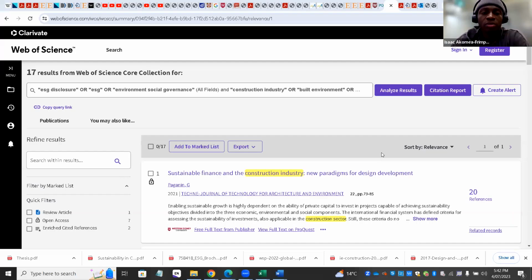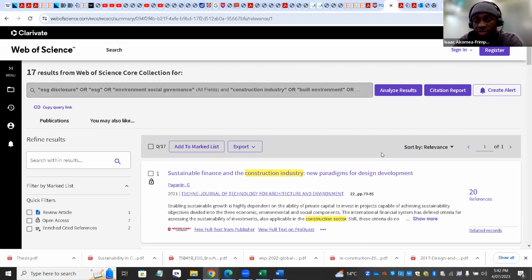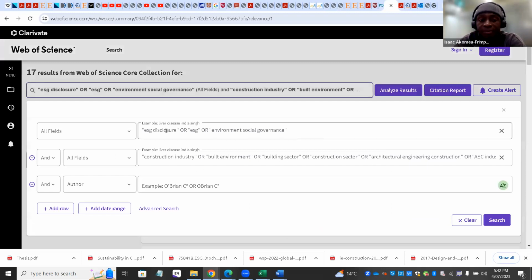Let me start with the Web of Science. The other day, if you watched the other videos, I showed you how to get Web of Science in case you have access to it, because not everyone has access to that. So these are the keywords I put in: ESG disclosure, or ESG, or environmental, social, governance, and also ESG reporting.